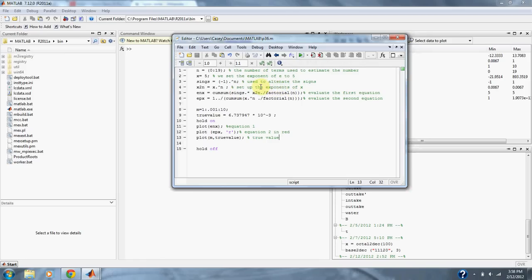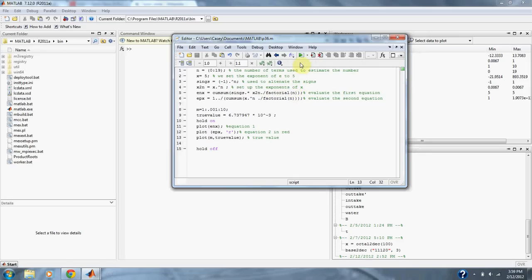Then we must set up our exponent by having x be multiplied by the different n's in the series. And then we simply put our two equations together and plot them.